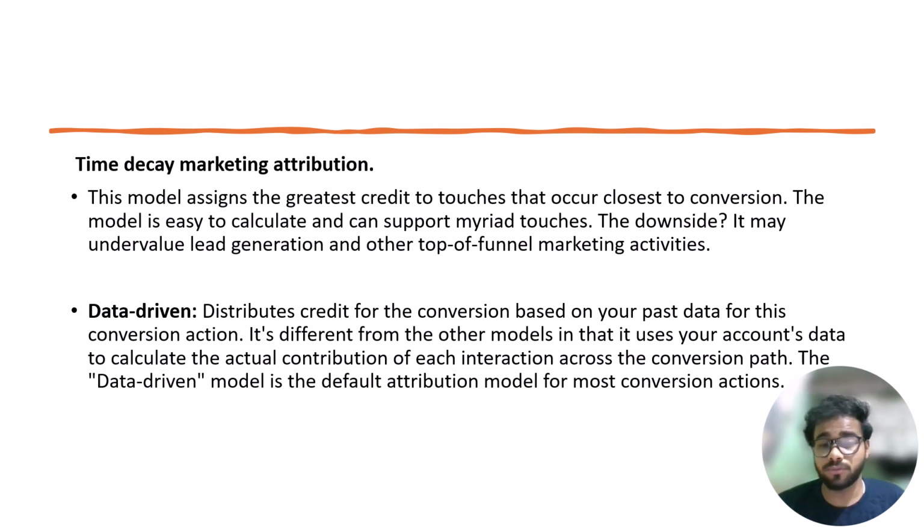It's different from the other models in that it uses your account's data to calculate the actual contribution of each interaction across the conversion path. The data-driven model is the default attribution model for most conversion actions. As I told you, this is the default attribution model for Google Ads and Google Analytics 4. So what's going on here?